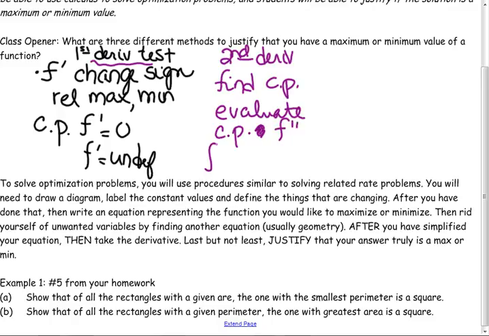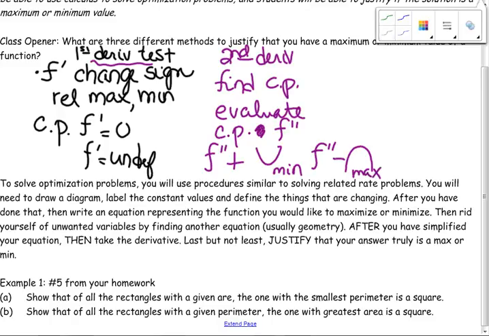If the second derivative is positive, then that means my function is concave up. So is that a max or min? Min. If the second derivative is negative, it's concave down, so it's a max. Then there's the most powerful one of all, the max-min existence theorem. And this gives you an absolute max.